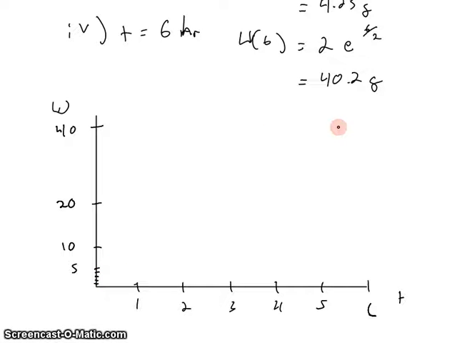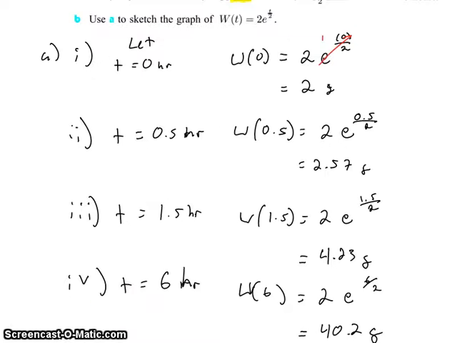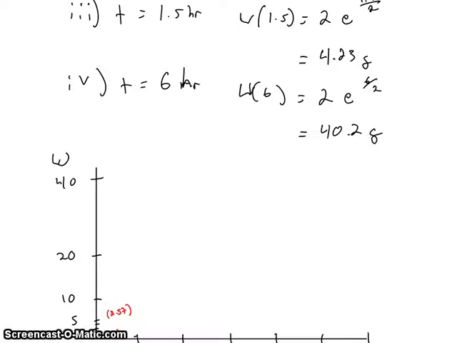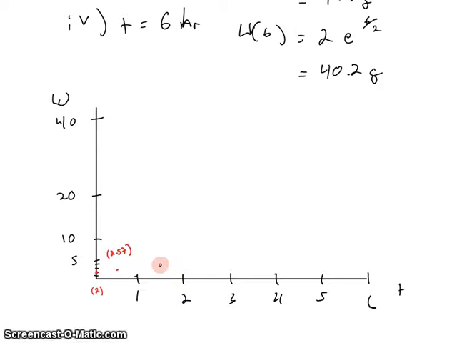All right, what do I know? I know initially there's only 2 grams. After half an hour, there's only 2.43 grams. 2.43? 2.57, excuse me. After half an hour, there's only 2.57 grams. 1.5 hours later, there's 4.2 grams. And all the way out at 6 hours later, there are 40.2 grams.